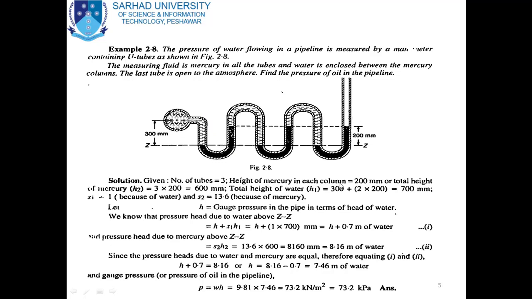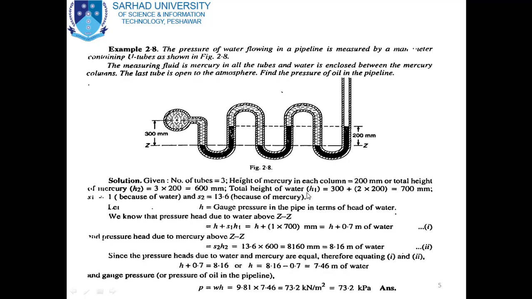Height of mercury in each column is equal to 200 mm. As you can see, this is the height of mercury above the datum ZZ. So mercury column height is equal to 200 mm. Here it is given, so 1, 2, 3. So the total height of mercury column H2 is equal to 3 multiplied by 200. Since there are 3 tubes, 3 multiplied by 200 will give you the total height of mercury column, which is equal to 600 mm.